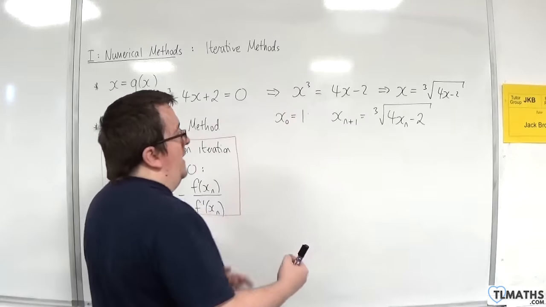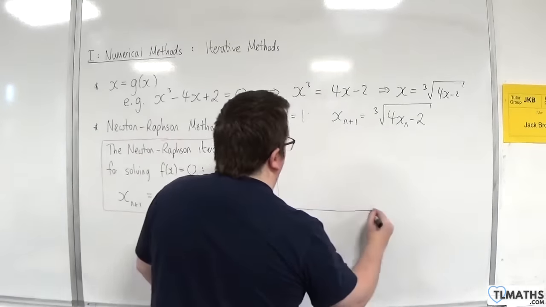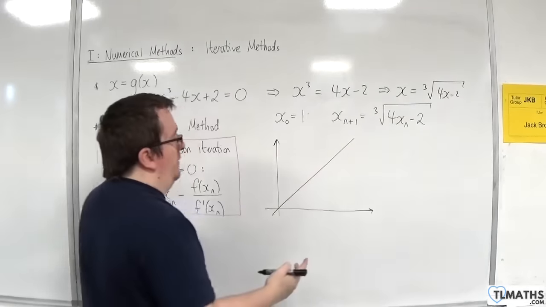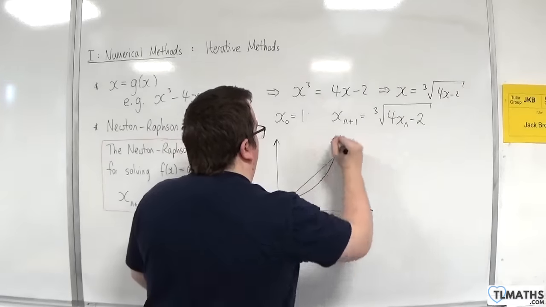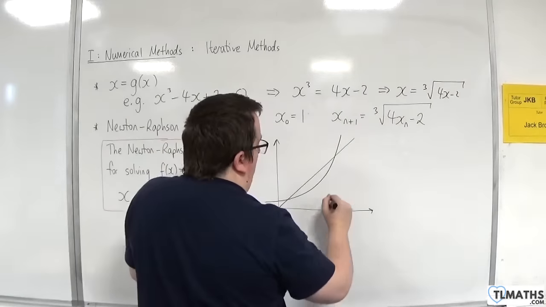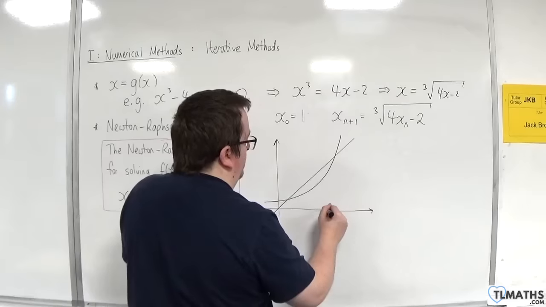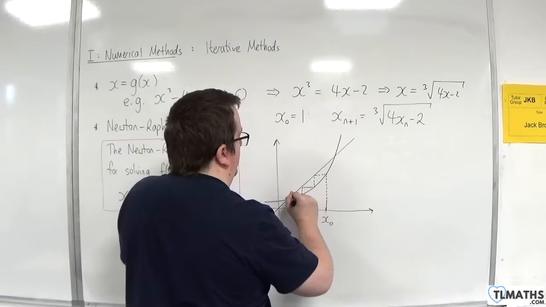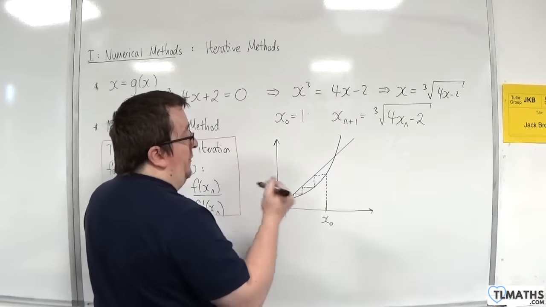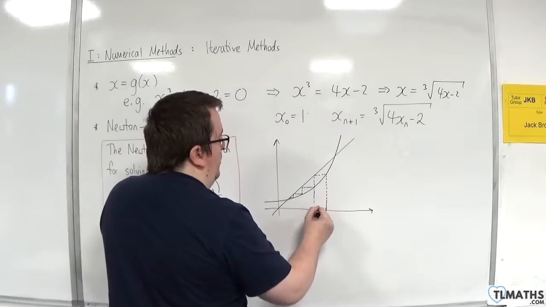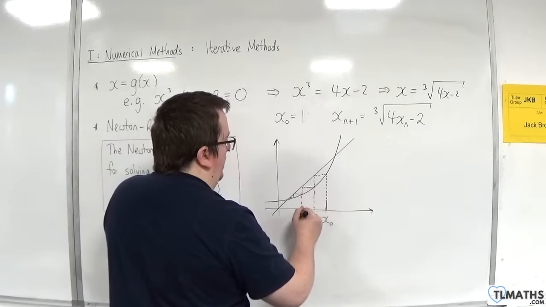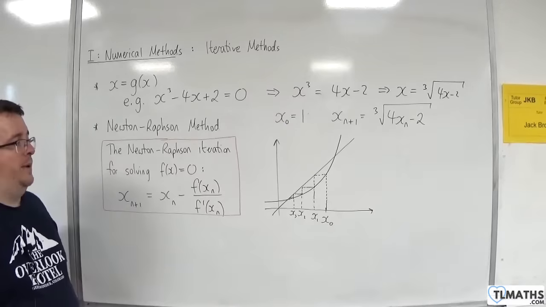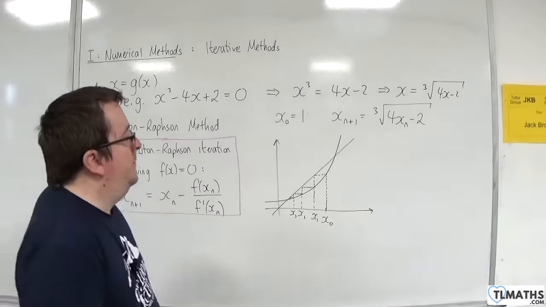Now, pictorially, what's going on is you've got the y equals x line. And now, I don't know exactly what this curve looks like, so I'm just going to draw a generic curve, something that looks like that. And you have your starting point, so x0. Then you go up to the curve, line, curve, line, and you home in on the root. And this is a staircase diagram. Now you should label that as x1, then x2, then x3, and you should make sure that you use a ruler when you're doing it.